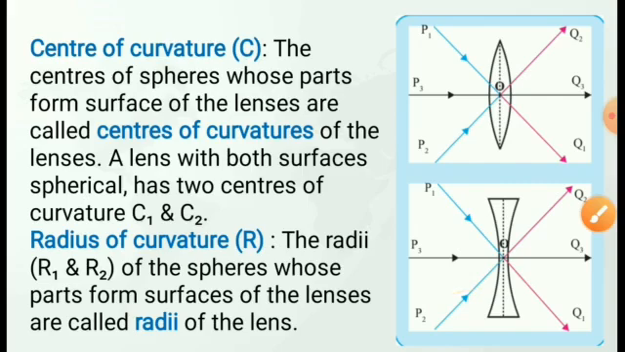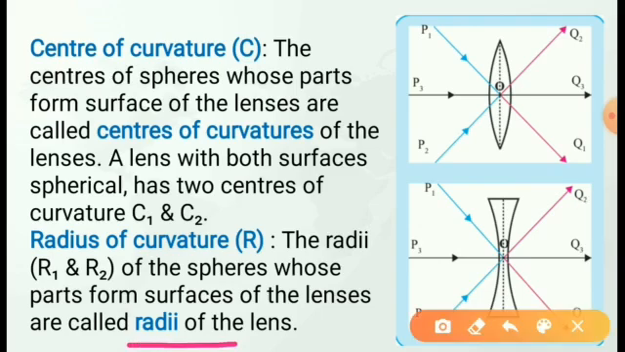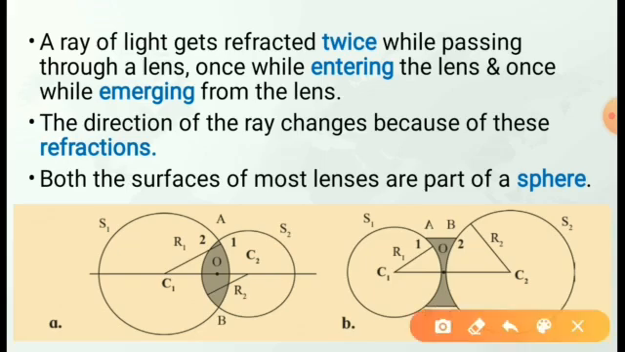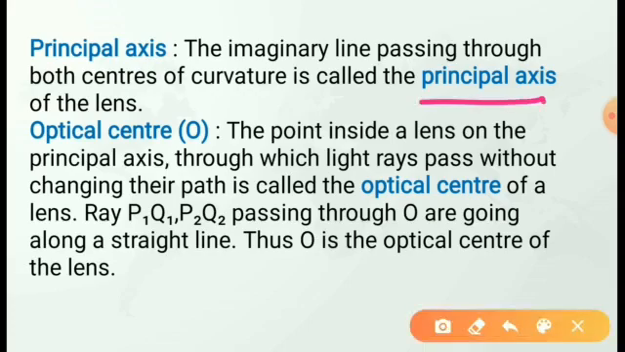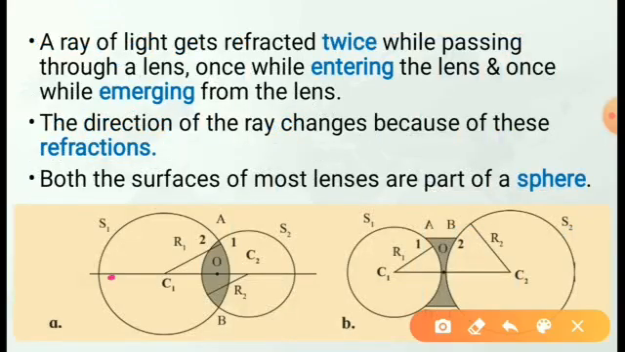Radius of curvature, R. The radii R1 and R2 of the spheres whose parts form the surfaces of the lenses are called radii of curvature of the lenses. Here you can see R1 and R2. Principal axis. The imaginary line passing through both centers of curvature is called the principal axis of the lens. You can see here in this diagram, it passes through both the centers C1 and C2.